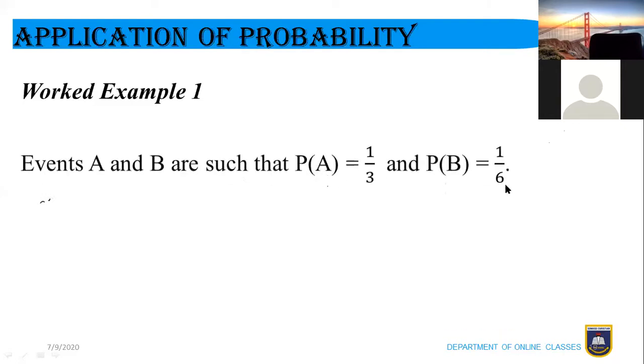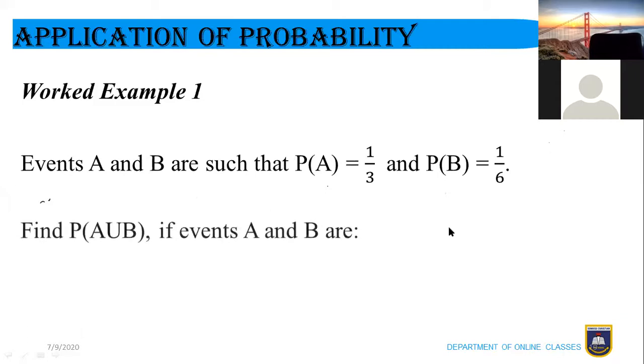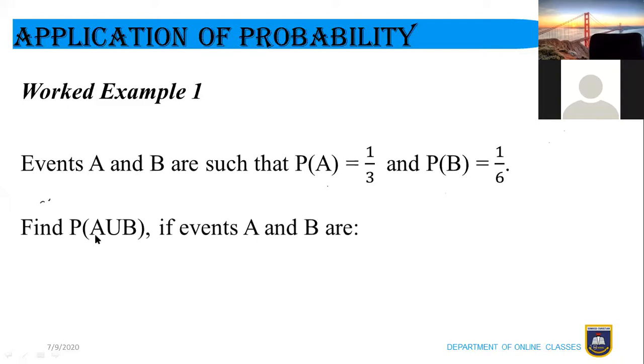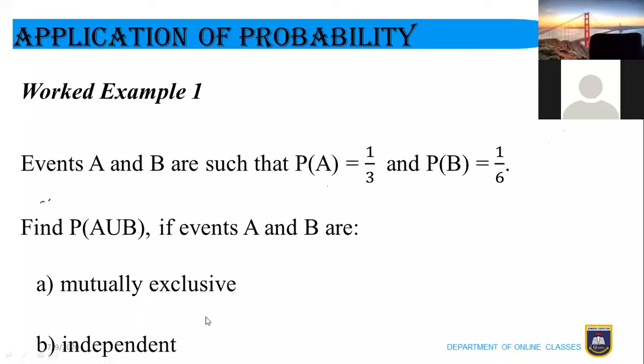The first one: we have events A and B such that the probability of A is 1 over 3 and the probability of B is 1 over 6. Find the probability of A union B if events A and B are (a) mutually exclusive, (b) independent. That's the first question. You try this question for me. I'll call you to give me your answer.